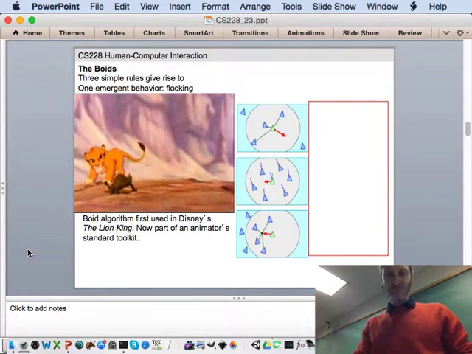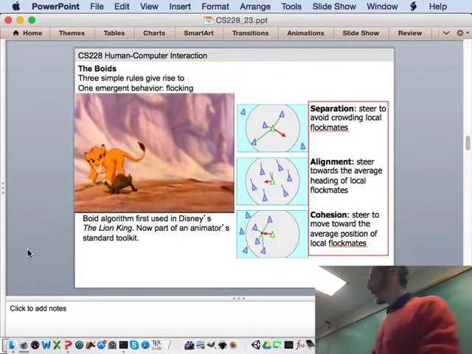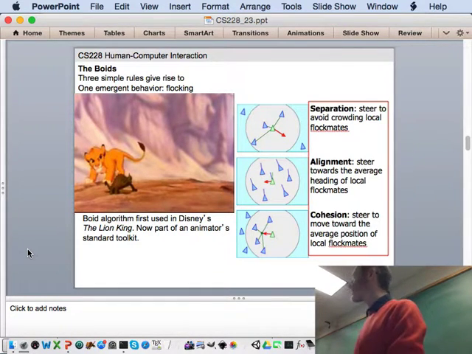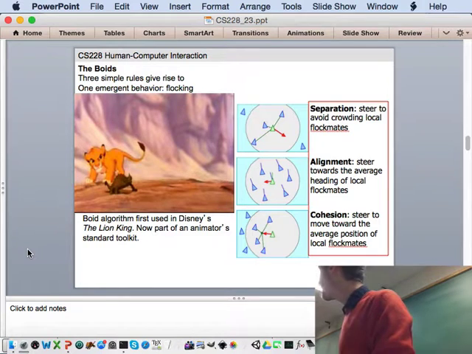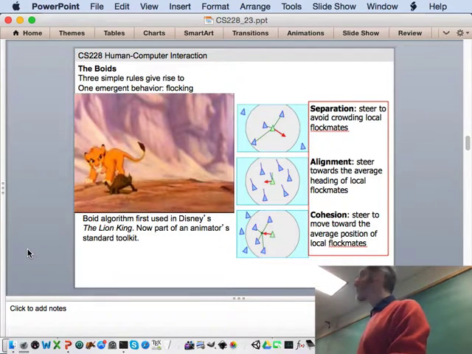Okay, so the specific three heuristics that were in the original Boids algorithms were separation, alignment, and cohesion. So each boid is running an infinite loop, and every pass through this infinite loop, it's computing how its direction and heading is going to change according to these three heuristics.